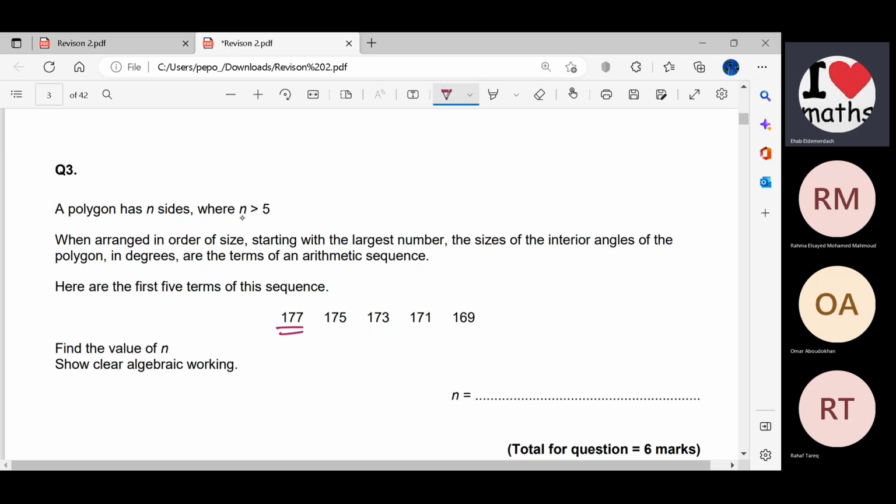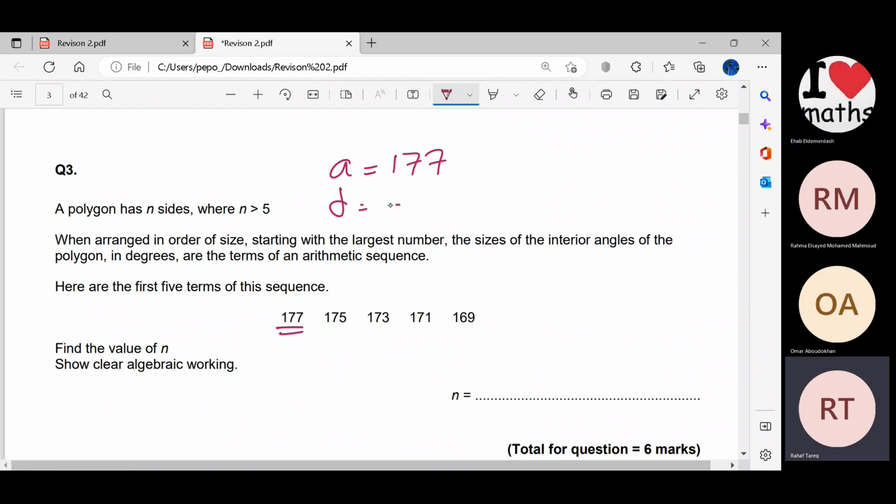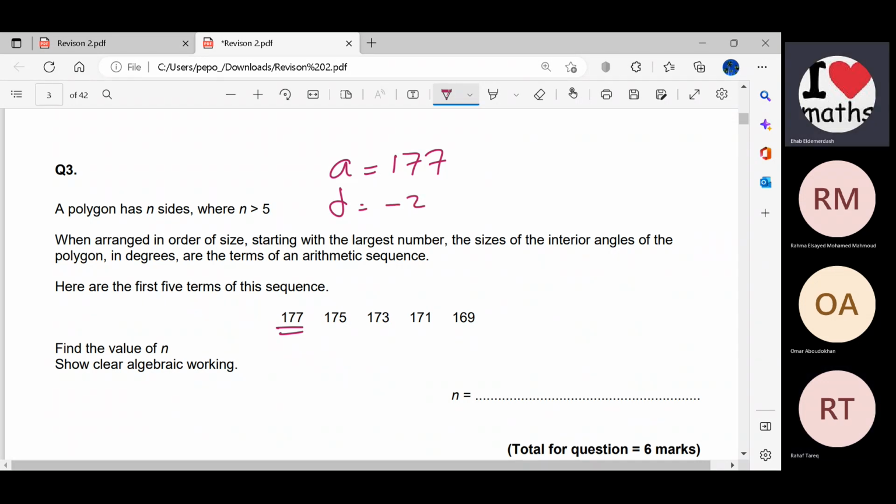A polygon with n sides, with n greater than 5, these are the sequence. Let's deal with it as a normal sequence, just ignore the story related to the polygon. Who can tell me what is the value of A? A refers to the first term. What is the D? One, -2. So I have the A, I have the D.